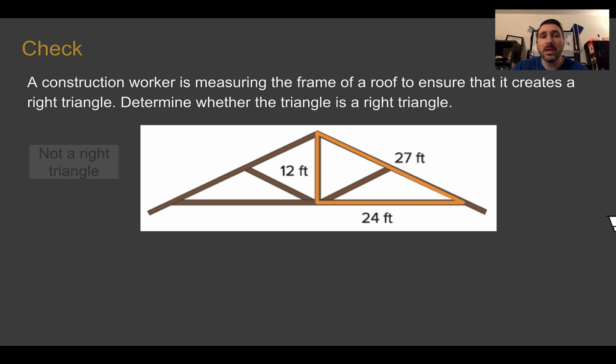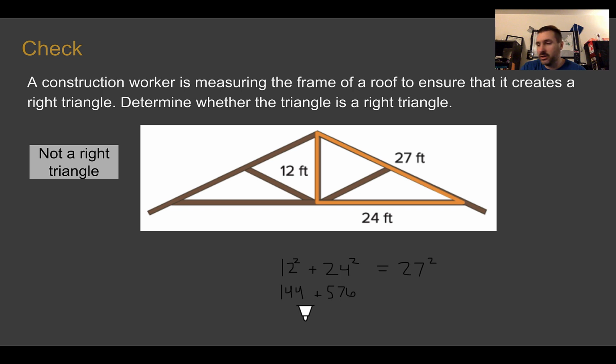Check your answer. You should have said, no, this is not a right triangle. To figure that out, my two short sides are 12 and 24. Those squares added together must be equal to 27 to the second power. 12 times 12 is 144, plus 24 times 24 is 576. Those two things added together are going to be 720.